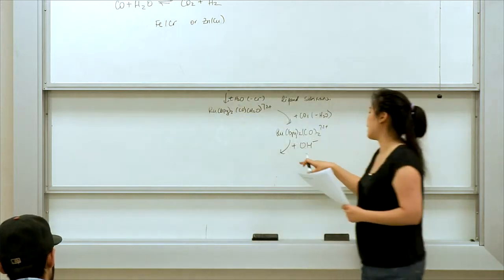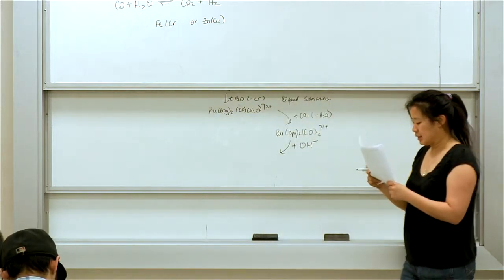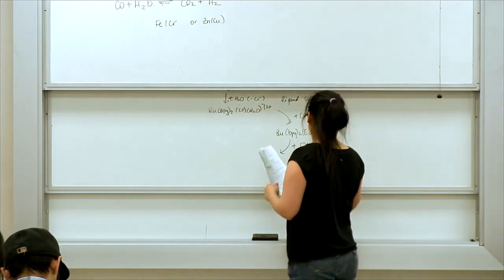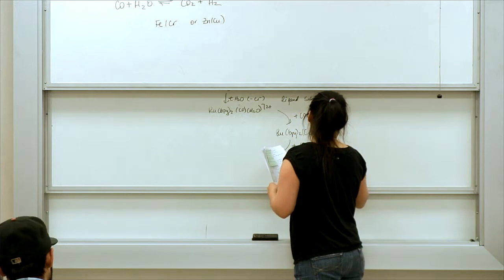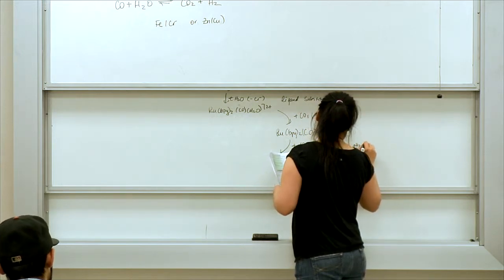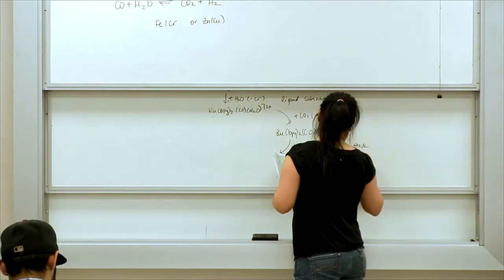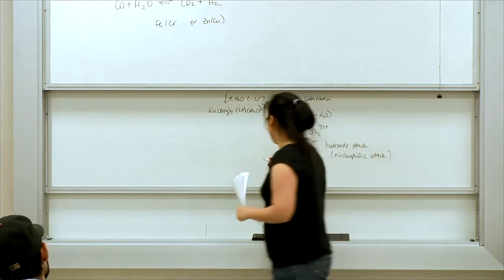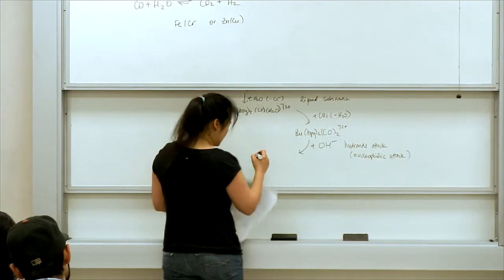So what happens next is you get a hydroxide attack onto the carbonyl, which again is something that wouldn't happen unless it was coordinated to a metal. This is a nucleophilic attack on the electrophilic carbon on the ruthenium carbonyl complex.